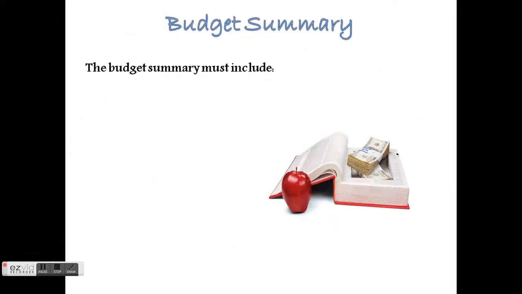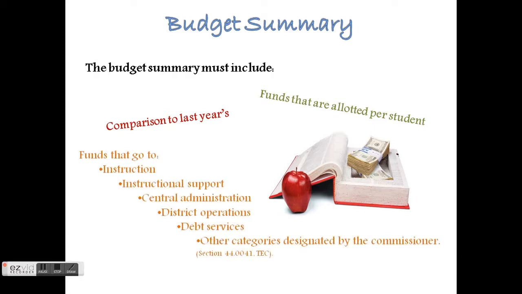Now, let's look at a budget summary. What would a budget summary look like? Well, it must include a comparison to last year's budget, funds that are all allotted per student, and funds that go to instruction, the instructional support, the central administration, district operations, debt services, and any other category that is designated by the commissioner.